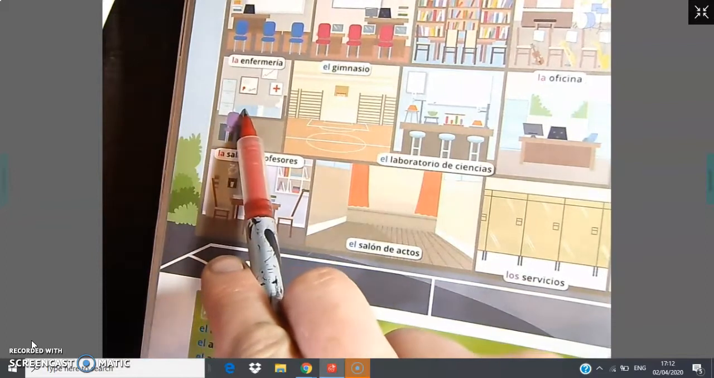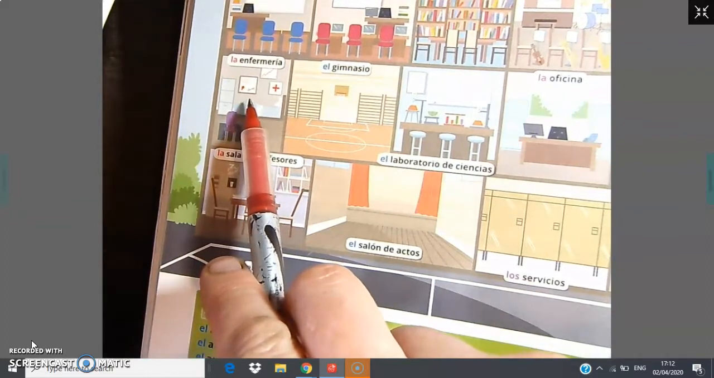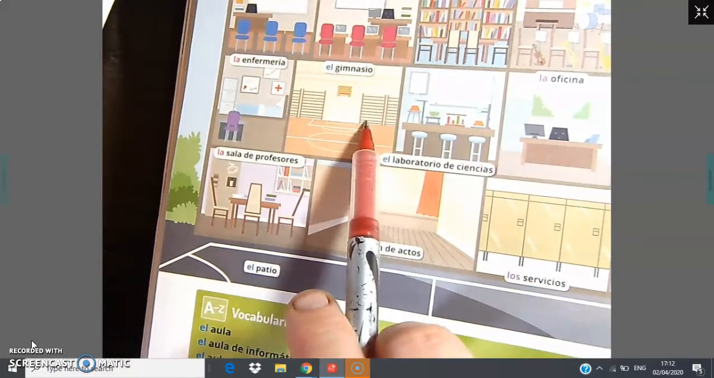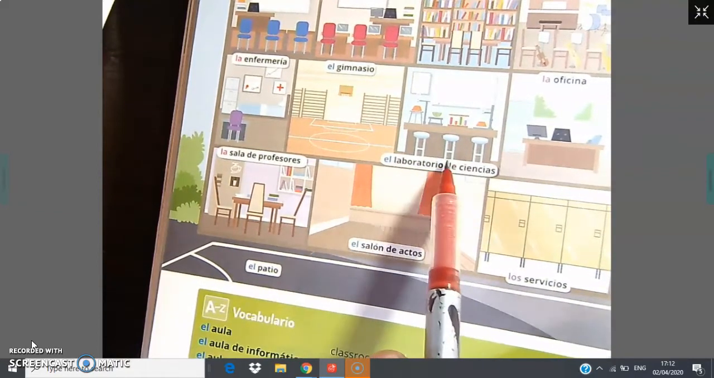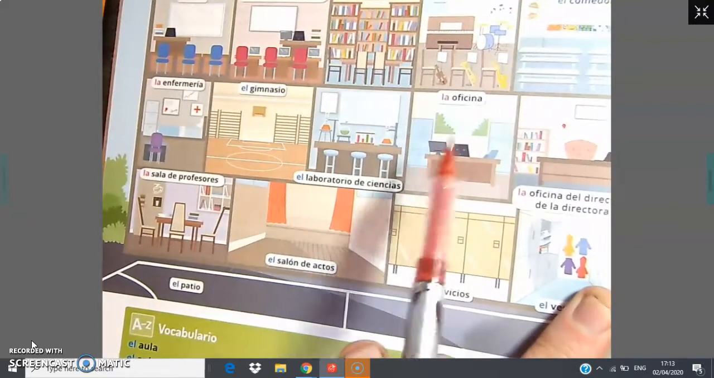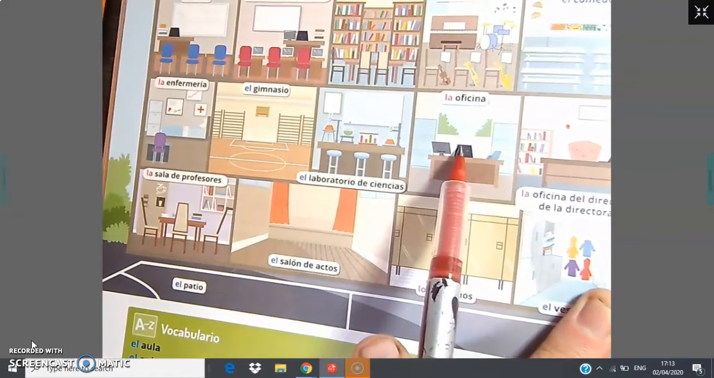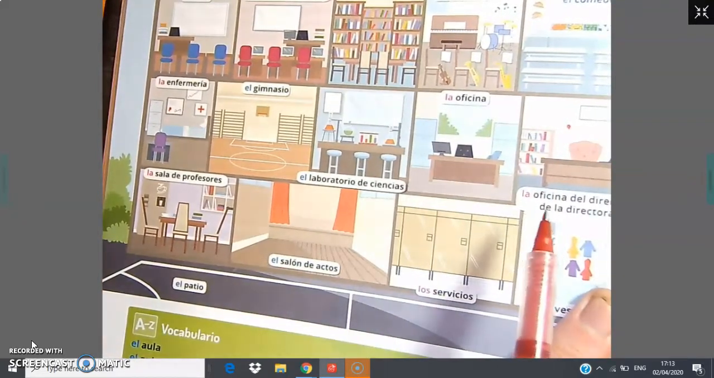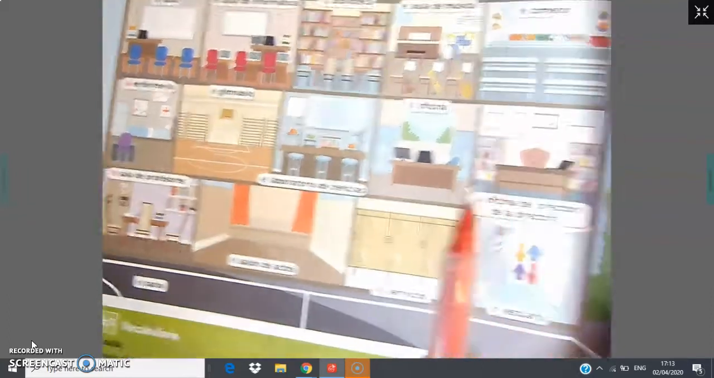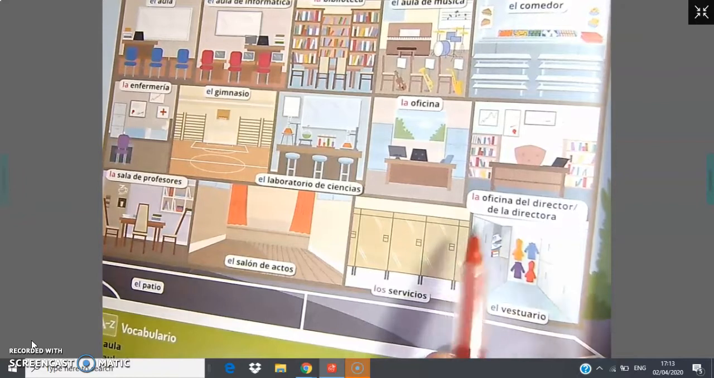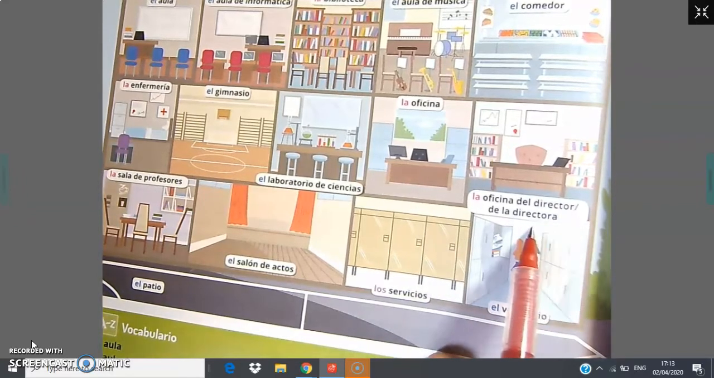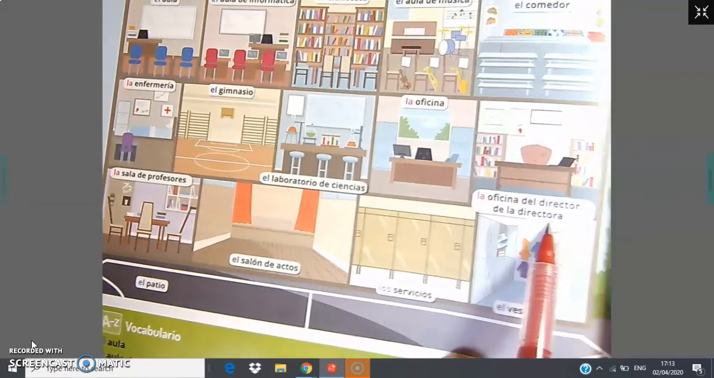Then we've got la enfermería, so that is your sick bay. El gimnasio, that's your gym. El laboratorio de ciencias, that's your science lab. Then we've got la oficina, so that's your office. Then we've got la oficina del director, de la directora. So that's del director if it's a male principal, de la directora if it's a female principal.